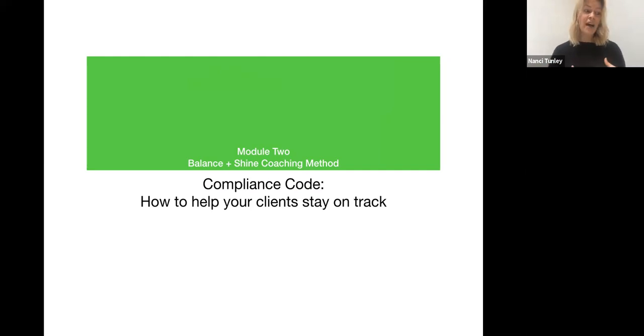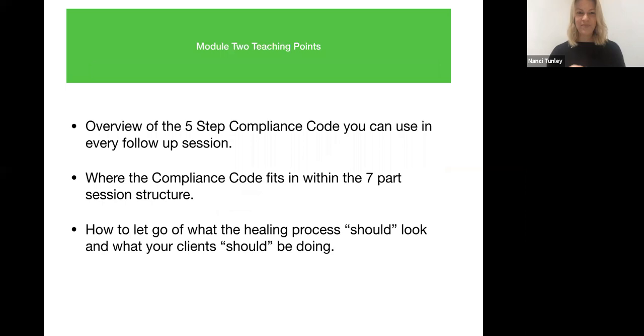This is a 5-step code or process to help your clients stay on track. So even though you have the 7-part session structure, which teaches you exactly how to break down your sessions and exactly what to say and what questions you can ask, the compliance code is really an overarching process that you can keep in your back pocket that is more of a bird's eye view. Today, I'm going to be taking you through an overview of that process and talking a little bit about each of the steps. So let's go ahead and dive in.